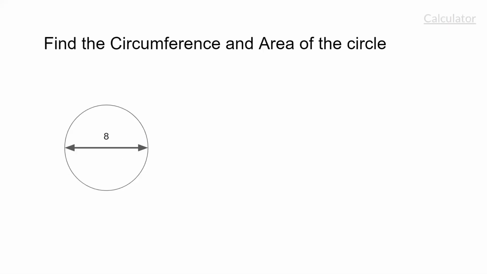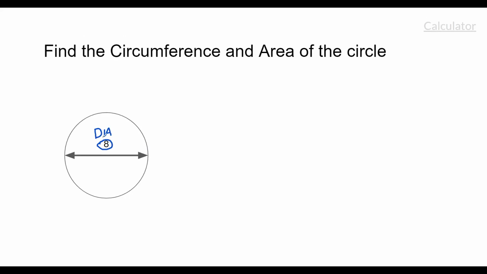Find the circumference and area of this circle. Now, what's different here is that they're showing the arrow across the whole circle. That means that this is a diameter. We don't want to work with the diameter. We want the radius, and we know that we can find the radius by just dividing the diameter by 2. So 8 divided by 2 is equal to 4. We know that half of the width of the circle is 4. Now we can do our work.